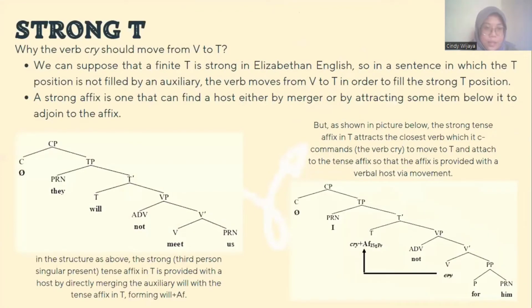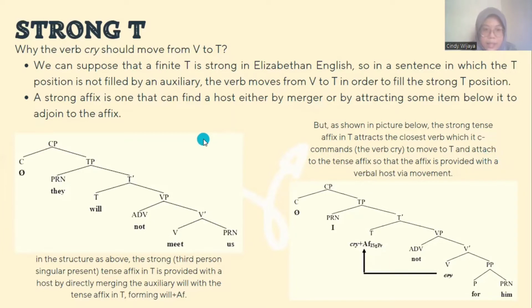So the next point is strong T. Then why should the verb cry move from V to T? Here we can suppose that a finite T is strong in Elizabethan English. So in a sentence in which the T position is not filled by an auxiliary, the verb moves from V to T in order to fill the strong T position. And a strong affix is one that can find a host either by merger or by attracting some item below it to adjoin to the affix.